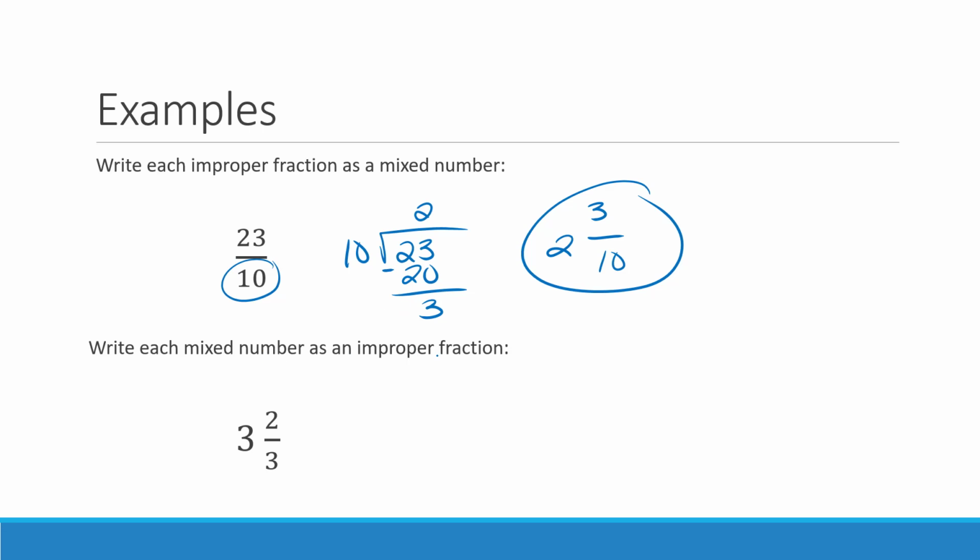Write each mixed number as an improper fraction. So can we go the opposite way? So remember what happens here. We're going to multiply my denominator and my whole number together. So 3 times 3 gives me 9. And then I'm going to take that 9 and add 2 to it. 9 plus 2 is going to give me 11. That's my new numerator. My denominator stays the same. So again, it kind of forms this circle. Multiply these two and then add my numerator in order to get my new numerator here.